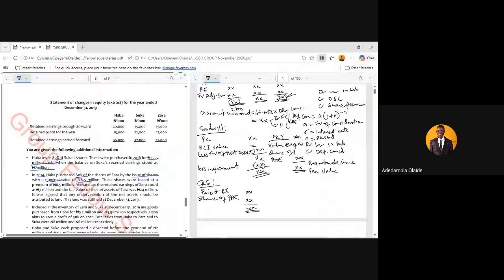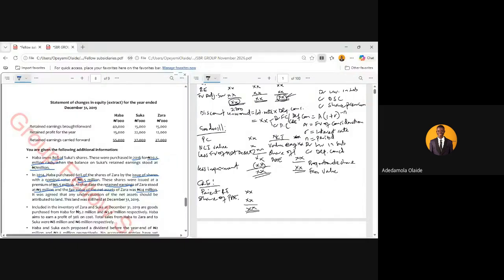They now said the shares were issued at a premium of 6.5. That means what they actually made from the sale of the shares that they used in acquiring Zara is 13 million: 6.5 from the nominal value, 6.5 from the premium. That's a total of 13 million. And they told us at the date of acquisition, Zara's retained earnings stood at 3 million. And they said they had a fair value of net assets of 24 million.